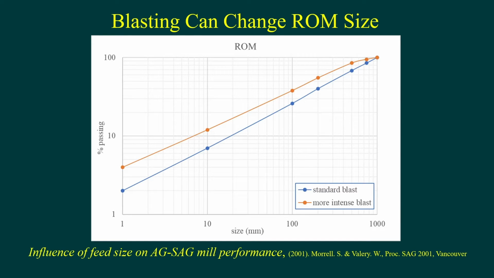So how do we know that blasting can change the ROM size distribution? Well, it's intuitive, but the fact is that there have been numerous experiments now where a specific change in blasting has been made and the effect on the ROM distribution has been predictable. And this example here in the graph, which was taken from the paper which is detailed at the bottom, is one very good example of where the ROM distribution has been changed from a standard blast where it was coarser to a more intense blast where it is finer. And there certainly appears to be a fairly systematic change in the shape of the curve.